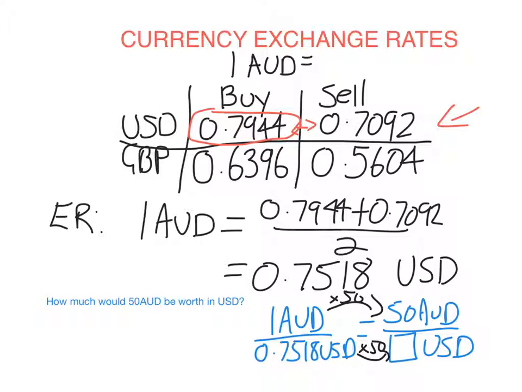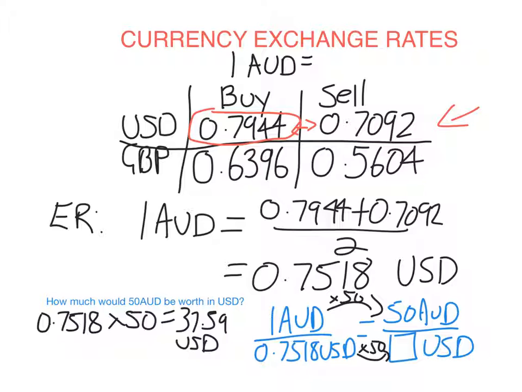So if I want to find out how much 50 AUD would be worth in US dollars, it'd just be the exchange rate, which is 0.7518, multiplied by 50, the number of Australian dollars. And that gives you 37.59, and I'll just write USD for US dollars. So that means 50 Australian dollars is worth $37.59 in US dollars, okay?